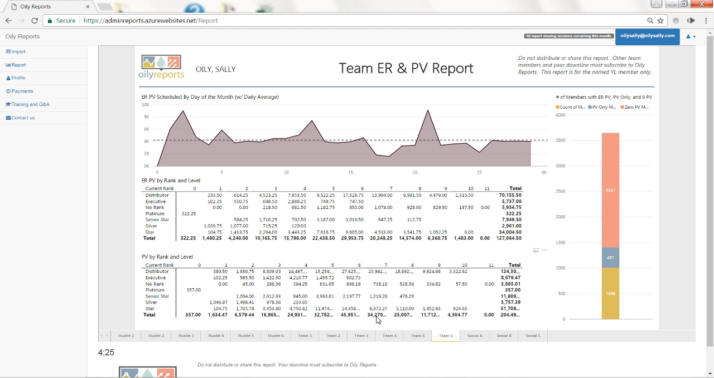What's really happening at level 7 for ER and PV? And this is where you can drill down, because each one of you will have a different level or a different rank that's maybe not as healthy as you would like. And you can drill down then here and say, okay, my level 7s, most of them are distributors. Most of my ER is coming from those distributors.